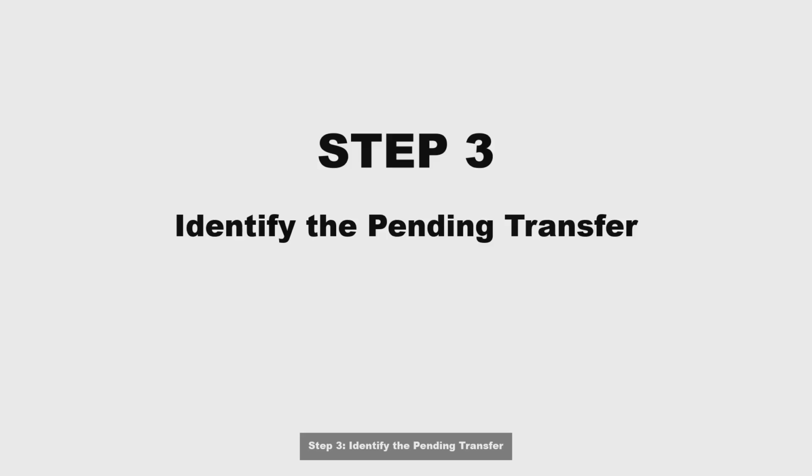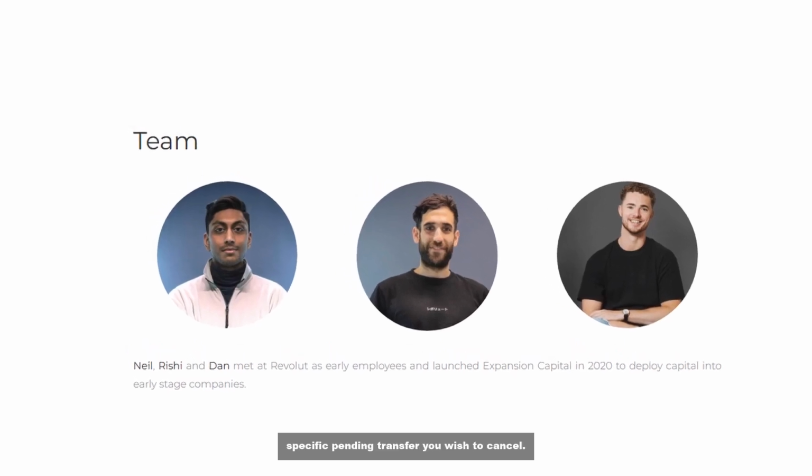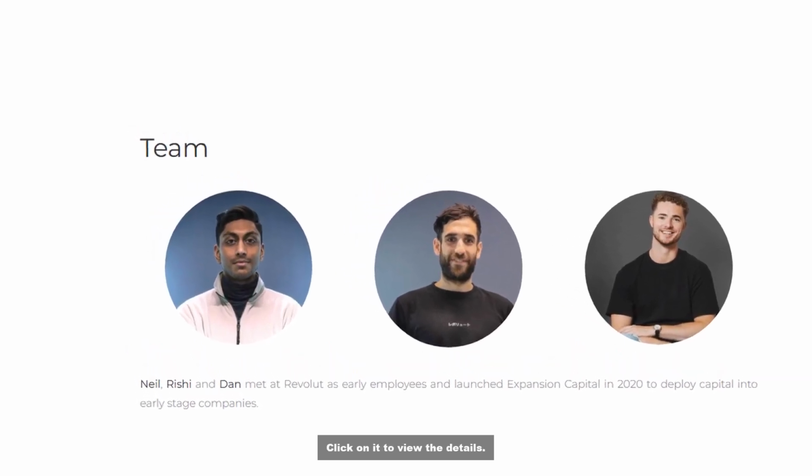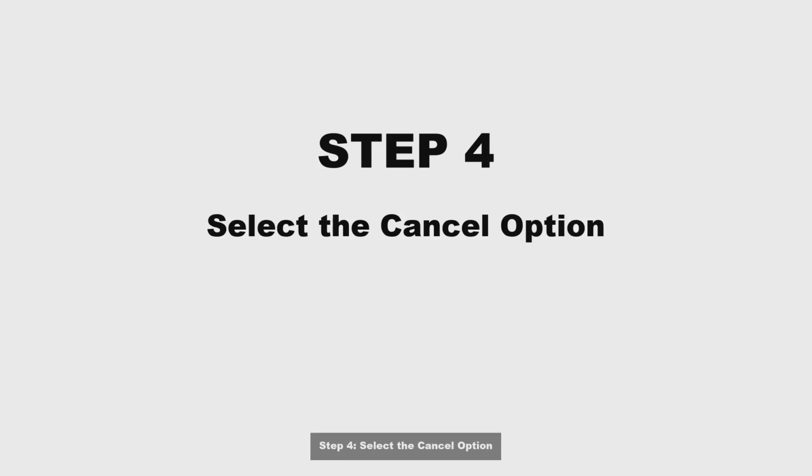Step 3. Identify the pending transfer. Review the list of transactions to find the specific pending transfer you wish to cancel. Click on it to view the details. Step 4. Select the Cancel option.